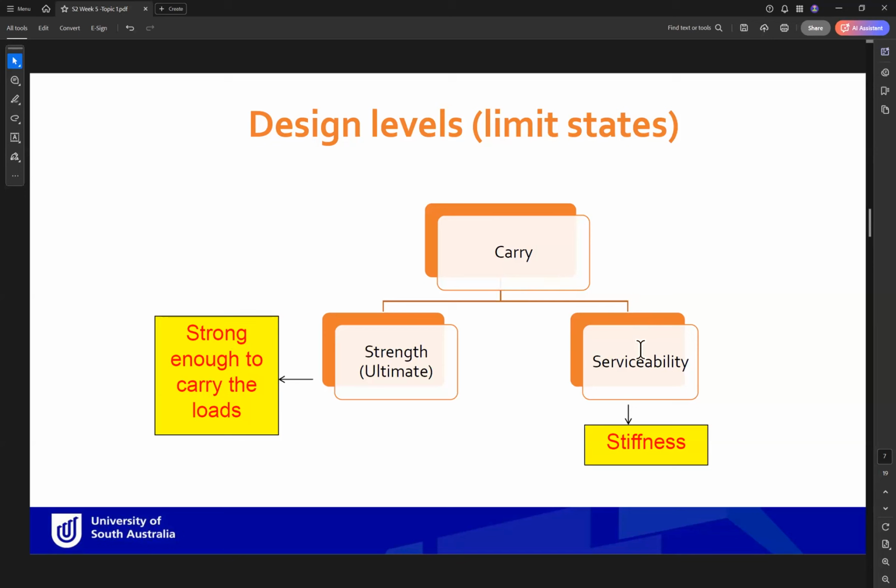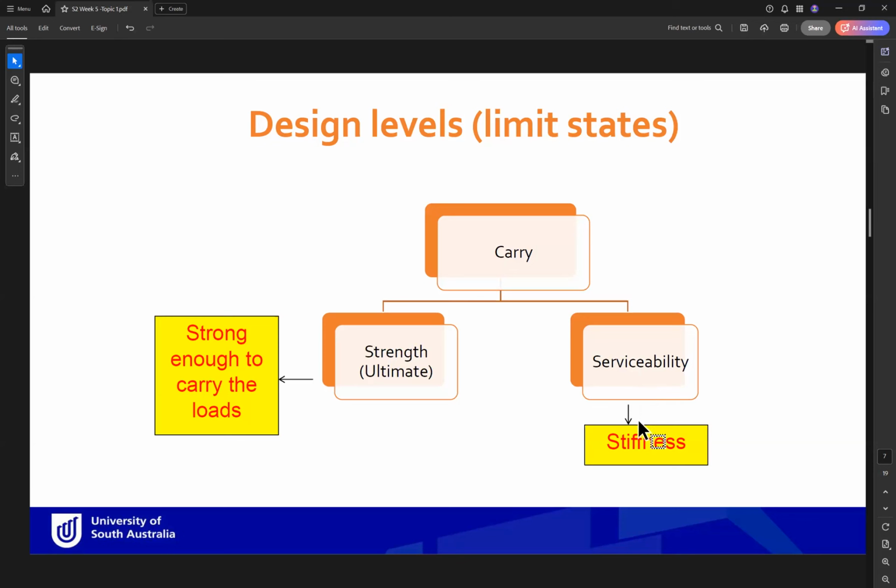Another design criterion is the serviceability limit state. The serviceability limit state deals with the structure under the existing load, the normal or working load, not at failure. So this is the main difference between the two design criteria. One, which is the strength, deals with the structure at its failure. The other is serviceability, which deals with the structure under the working load.